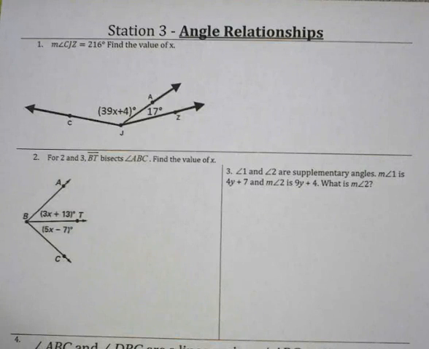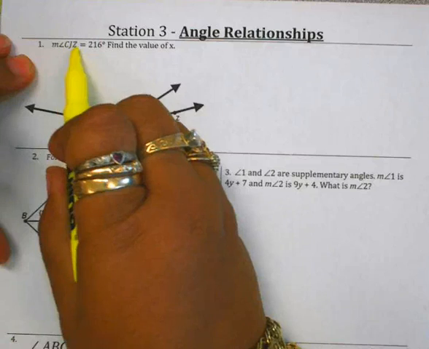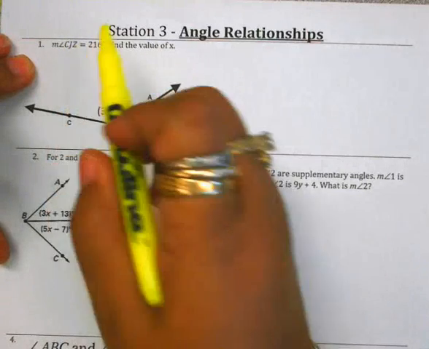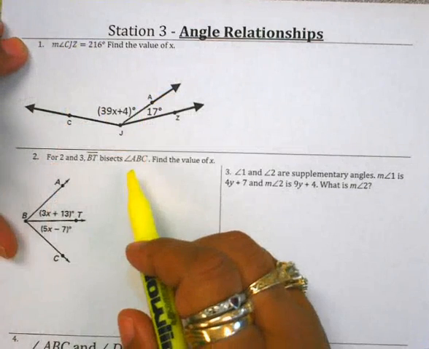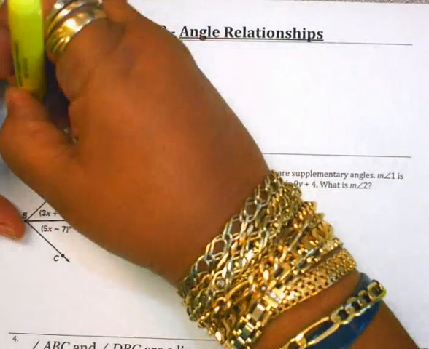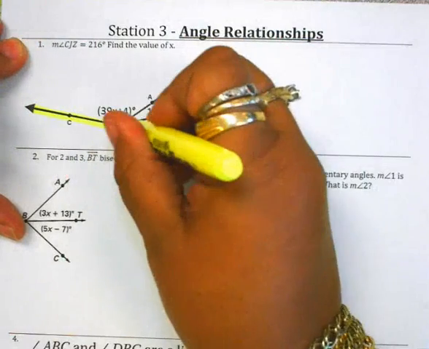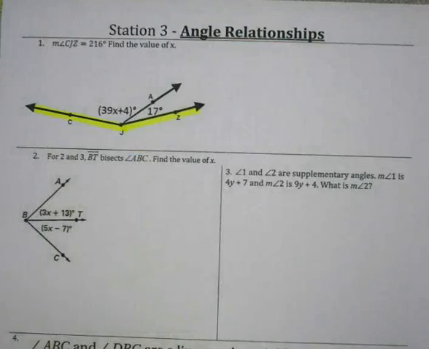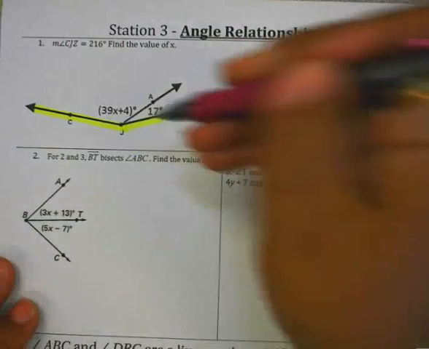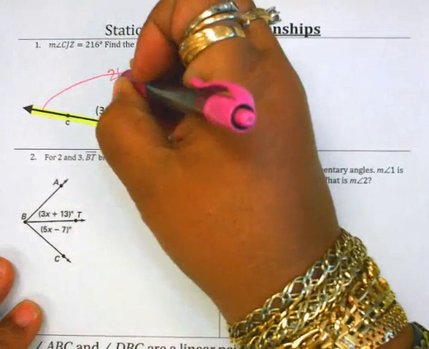All right, this is station number 3, which is angle relationships. Our first question reads, the measure of angle CJZ is 216 degrees. So I suggest that you highlight CJZ. CJZ, so that's the big angle. That's this whole thing. It's 216 degrees.